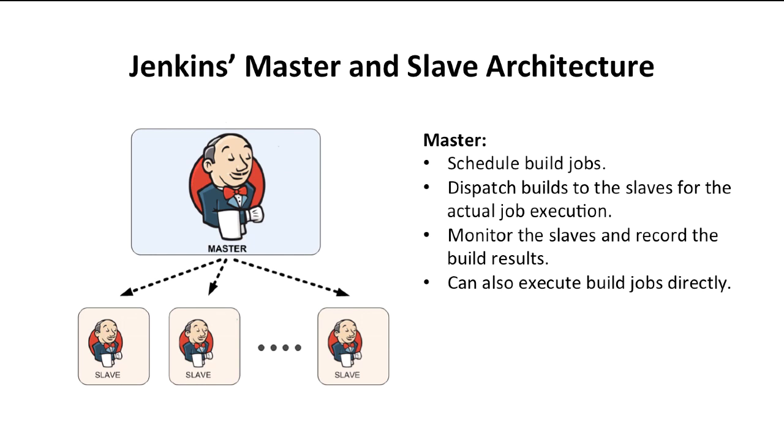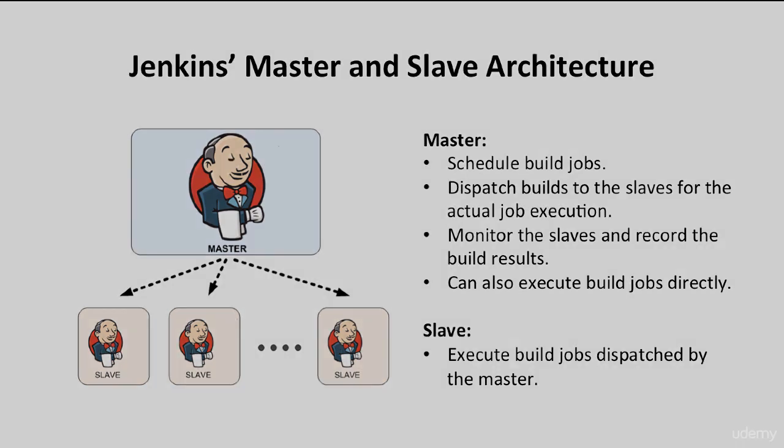It's worth mentioning that even in a distributed architecture, a master instance of Jenkins can also execute build jobs directly. A Jenkins slave is a small Java program that listens for requests from the Jenkins master. The job of the slaves is to do as they are told, which is mainly executing build jobs dispatched by the master. It is possible to configure a job to always run on a particular slave machine or a particular type of slave machine. Next, we'll get familiar with some of the key concepts within Jenkins.